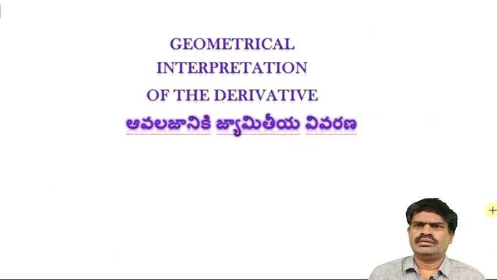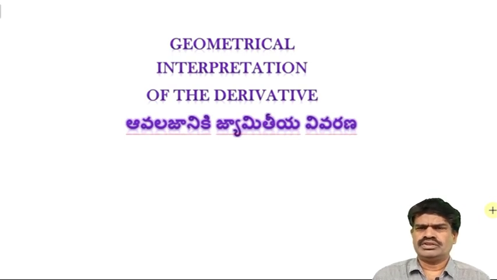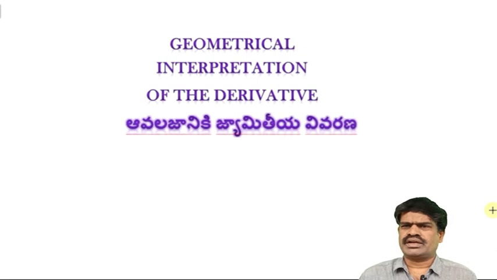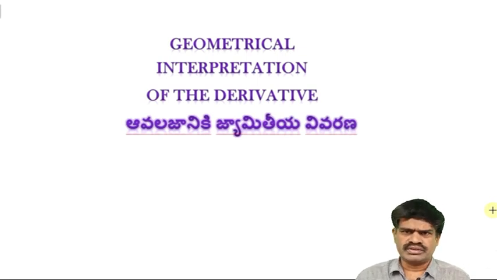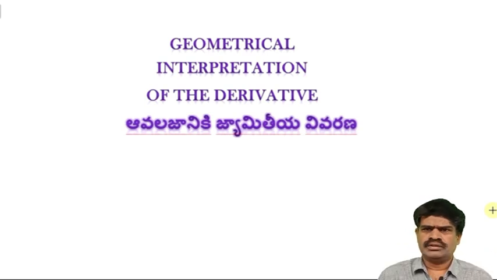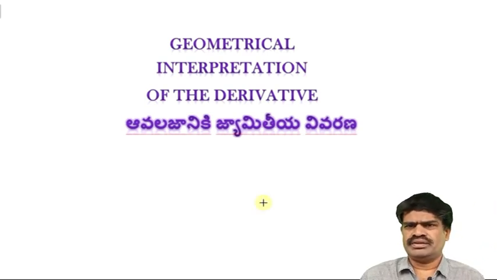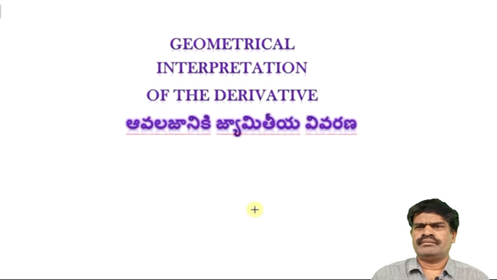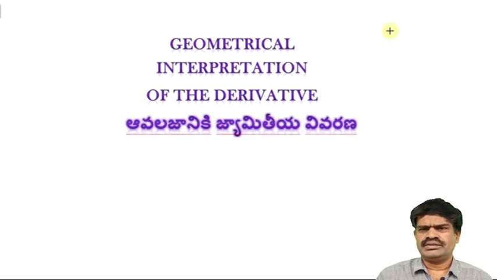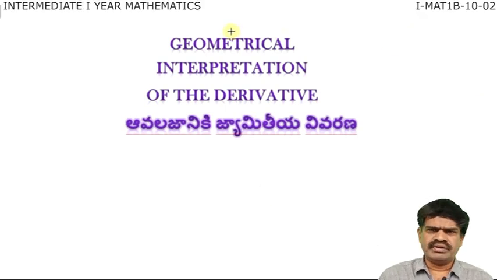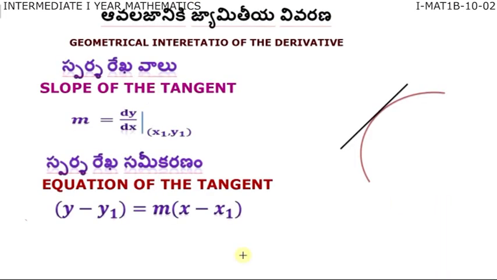Students, so far you have learned in geometry the slope concept and the equation of the straight line when a point and slope are given, and in differentiation you learned different methods of differentiation. Now the question is: is there any relation between geometry and calculus? So the formula is m is equal to dy by dx at x1 y1.